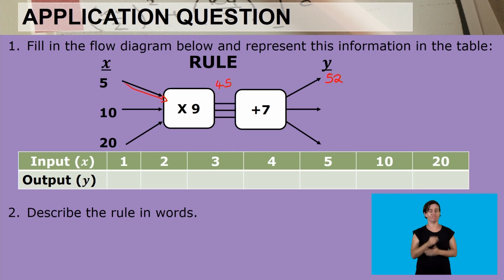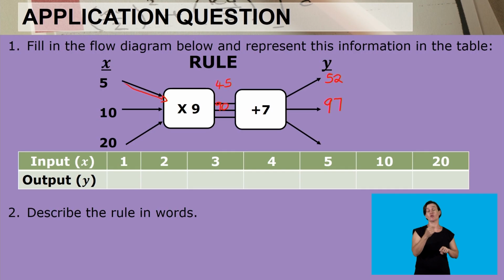Then we move on to 10 as an input value. So 10 multiplied by 9 is 90. And when we add 7 onto that, that is going to be 97.